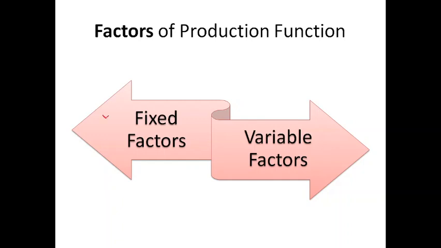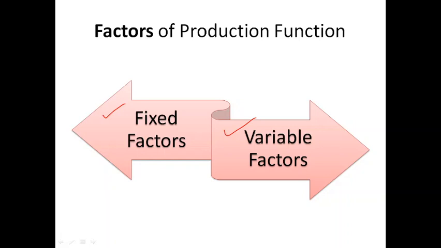So fixed factors are the factors of production which do not change during the short run production process, like land, machine, entrepreneurship, technology, etc. These are fixed. We cannot change them in a short period of time. Okay? And variable factors are the factors which can be changed in short run and long run both to get the desired output. Examples of variable factors are raw material, labor, etc. If we increase the raw material, we can increase the production and so on.